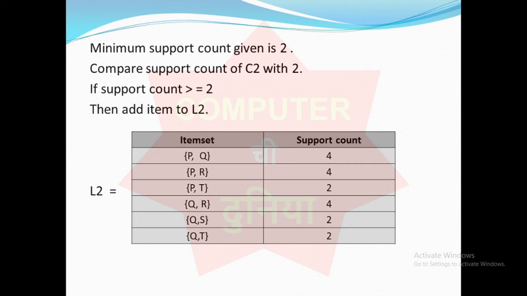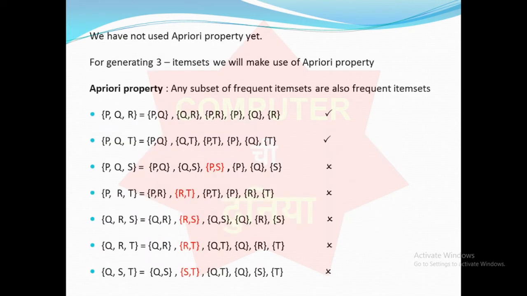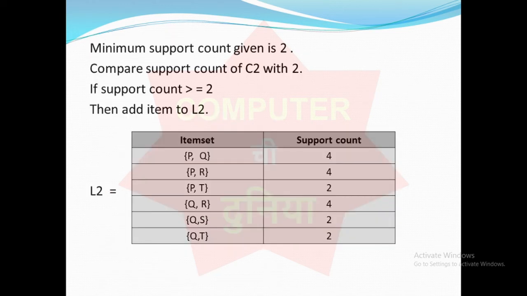Till now, we have not used the Apriori property. What does the Apriori property say? Any subset of a frequent item set is also a frequent item set. For generating 3 item sets, we will make use of the Apriori property. A 3 item set means an item set that contains exactly 3 elements. For creating 3 item sets, we will make use of L2.